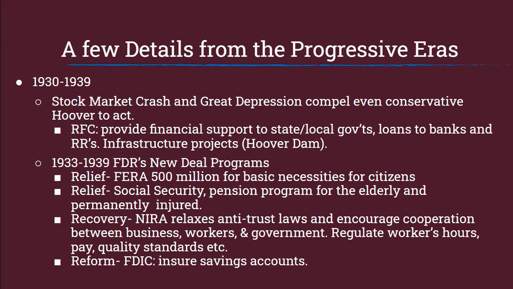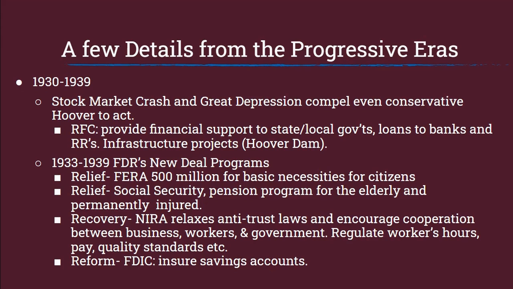However, by 1932, it still had not, and even the conservative Hoover acquiesced and began government intervention programs, one of which was the RFC, which provided financial support to state and local governments, and loans to banks and railroads. He also signed into action infrastructure projects, the most well-known being the Hoover Dam. Hoover lost the 1932 election to Franklin Roosevelt, who promised Americans a New Deal, which meant government intervention the likes that had never before been seen.